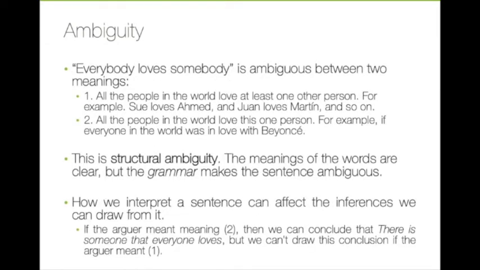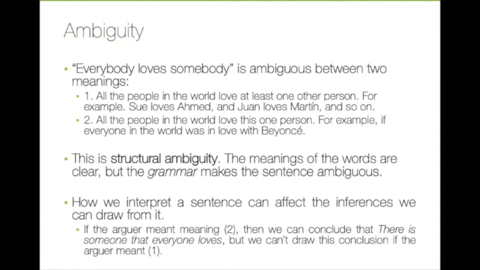Ambiguity can also arise even when the meanings of all of the individual words are clear. So, everybody loves somebody is another ambiguous sentence. One meaning is everybody in the world loves at least one other person. Sue loves Ahmed, Juan loves Martine, and so on and so on. On the other reading, everybody in the world loves one person. So on the second reading, the sentence would be true if everybody was in love with Beyonce.